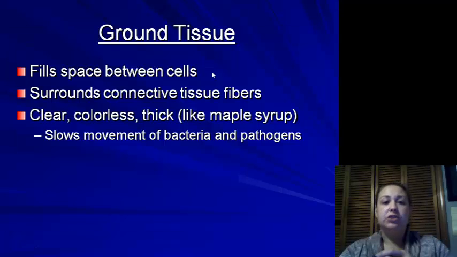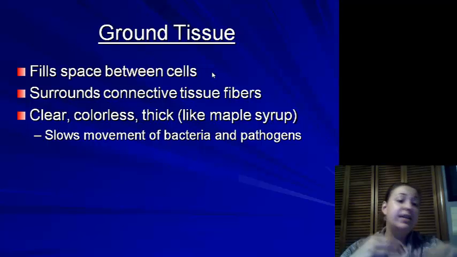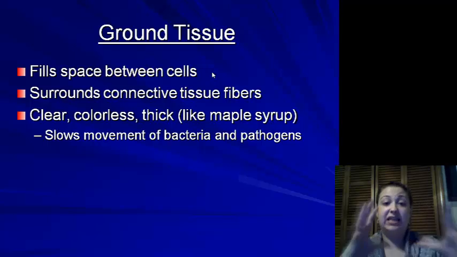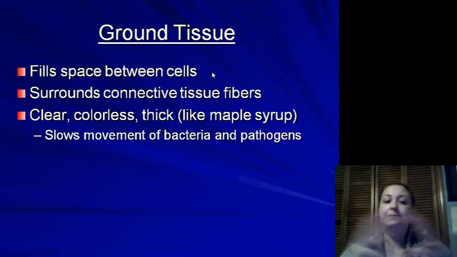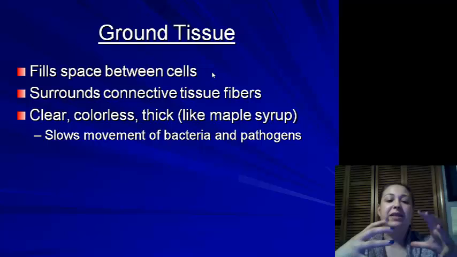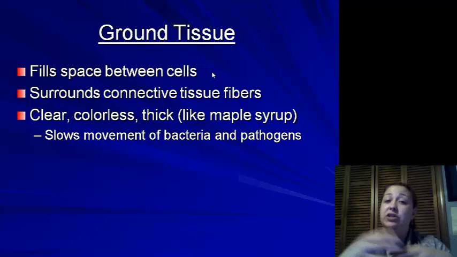Now the ground tissue, or the material fluid around all of these components, fills the space between the cells, surrounds the connective tissue fibers, and is typically clear, colorless, and thick, like syrup. So it's very viscous. It allows slow movement of bacteria and pathogens, because they actually have to push through this thick, syrupy ground substance.